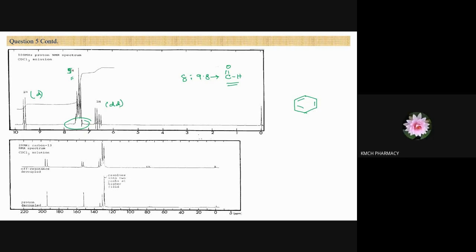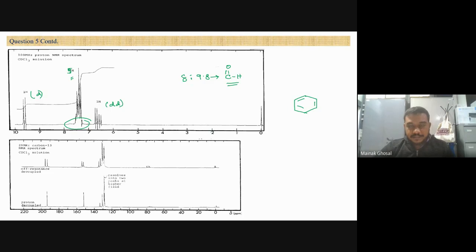Okay. So here, the 5 hydrogen pattern is only possible if it is a monosubstituted compound, right? It is very highly possible that it is a monosubstituted compound. There is some substitution which I don't know.